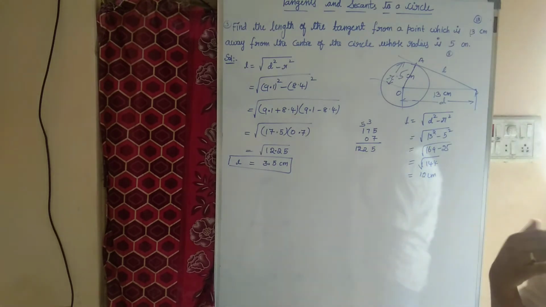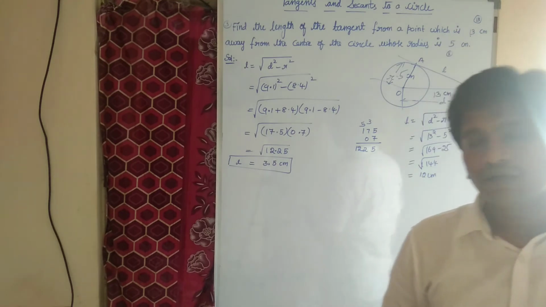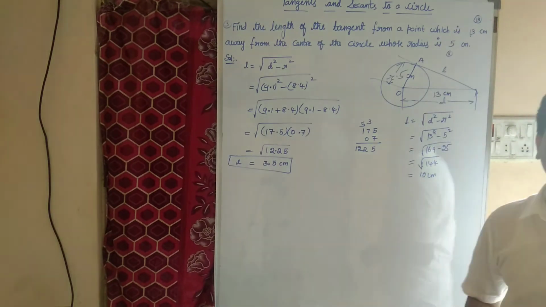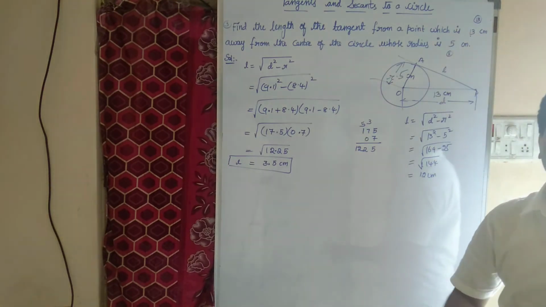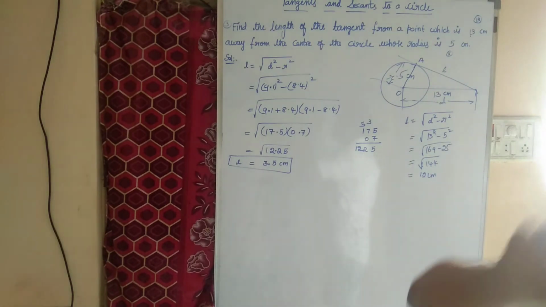Okay children, either they may ask the radius of the circle or they may ask the length of the tangent to a circle. These two method sums are the most important method sums.